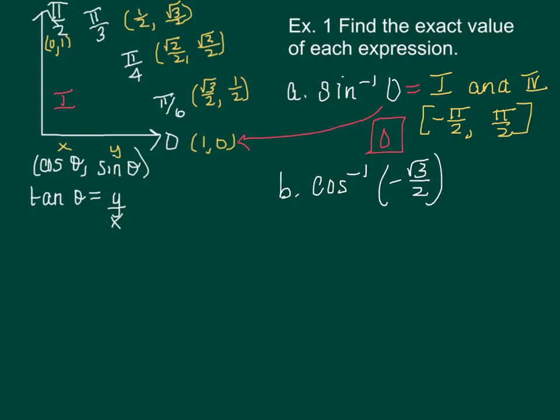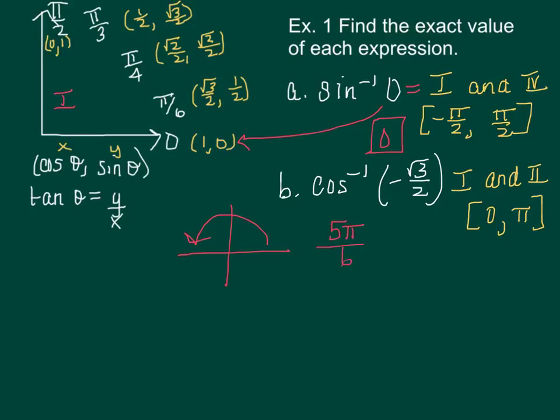But we can only look in quadrants 1 and 2 because cosine is restricted for the angles between 0 and pi. And so if you look in quadrant 1, pi over 6 would be our candidate, but we need it to be negative, which means it's going to flip to the second quadrant. And the angle that corresponds to pi over 6 is 5 pi over 6.